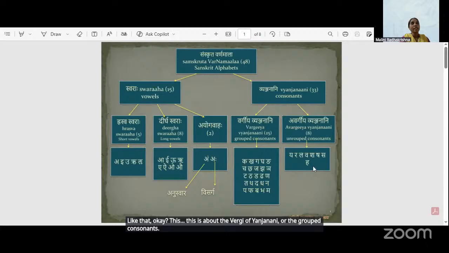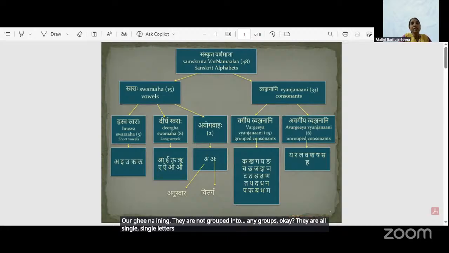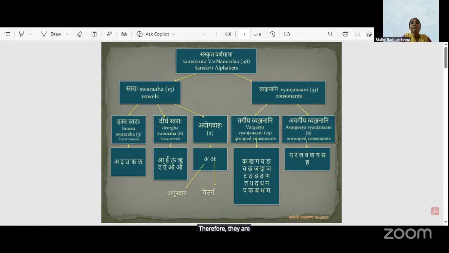Now another group of consonants that we have is avargiya vyanjanani. They are not grouped into any groups. They are all single letter consonants, therefore they are called avargiya vyanjanani. We have 8 such letters. They are ya, ra, la, va, sha, sha, sa, ha.